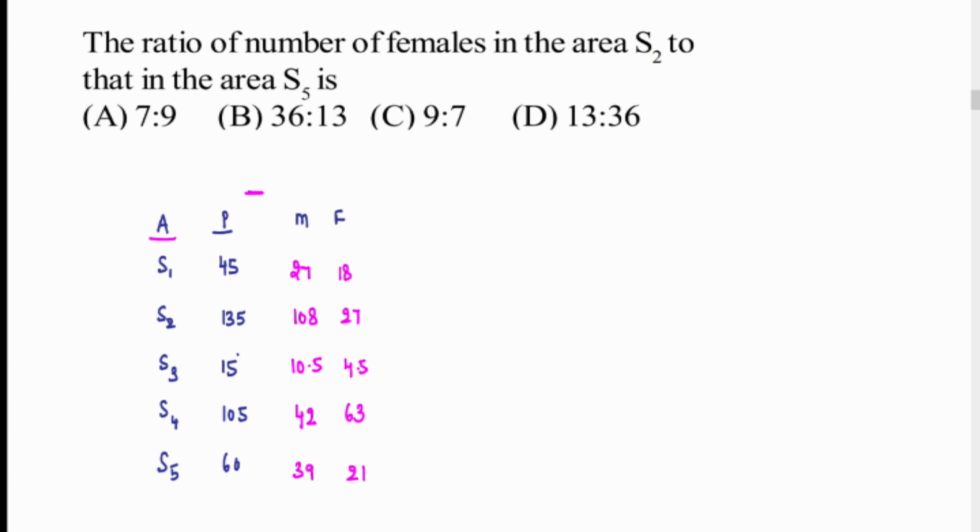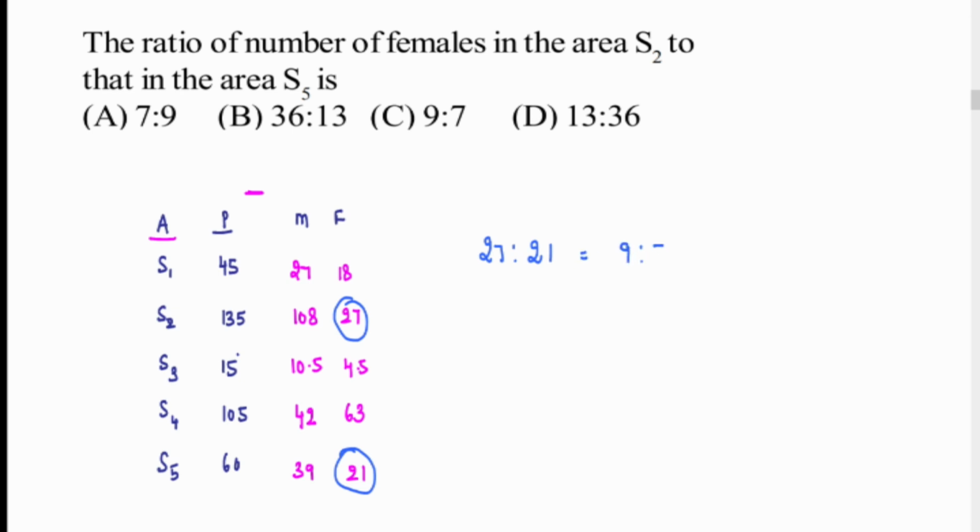The ratio of the number of females in the area S2 to that in the area S5 is... Already we have the data with us, so it is very simple for us to look at S2 and S5. Look at the female in S2, it is 27, and the female in S5, it is 21. Therefore, the ratio is 27 is to 21. Cancel it in the 3 table.